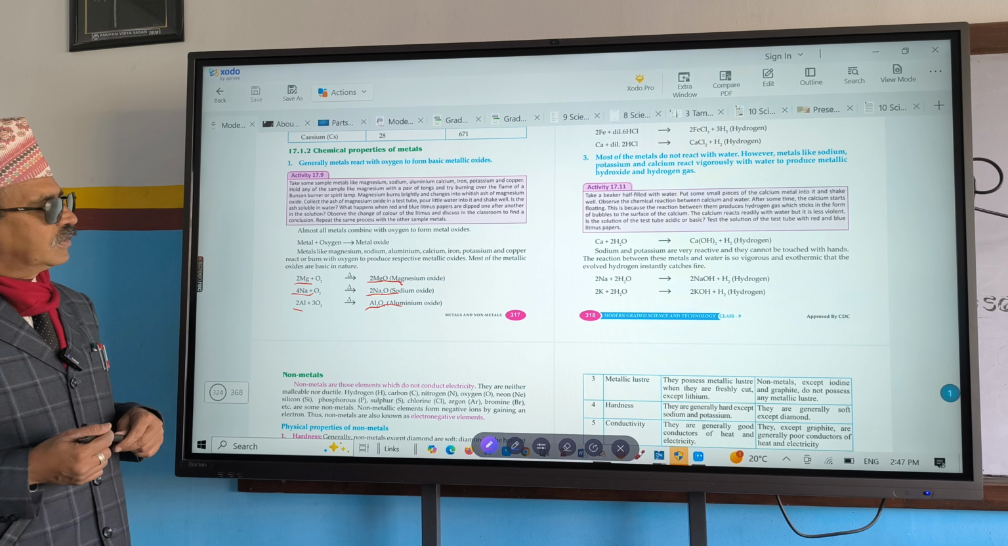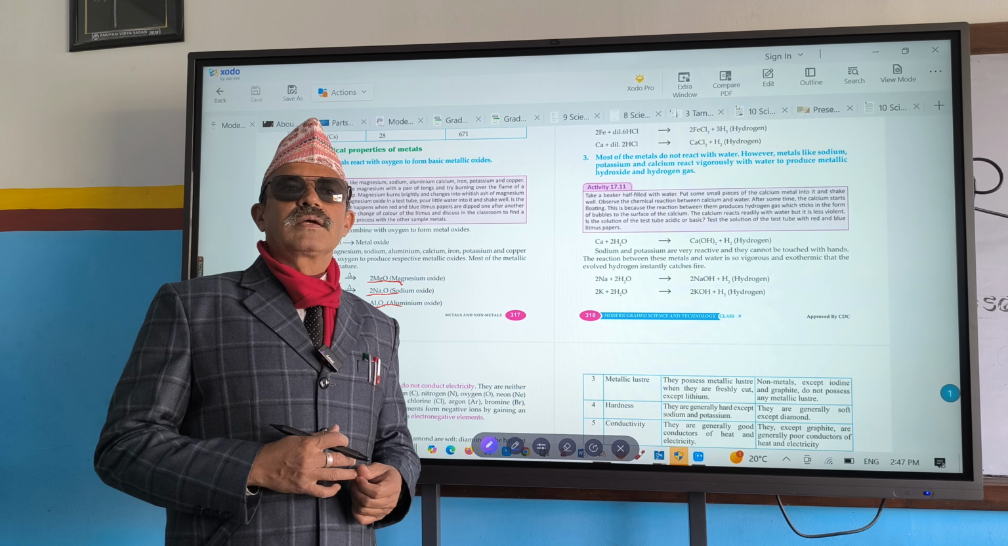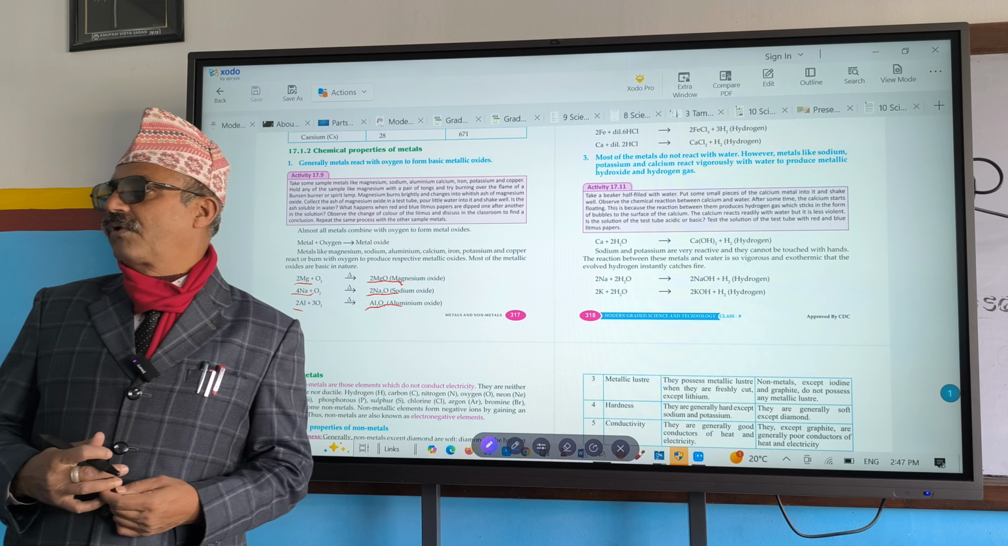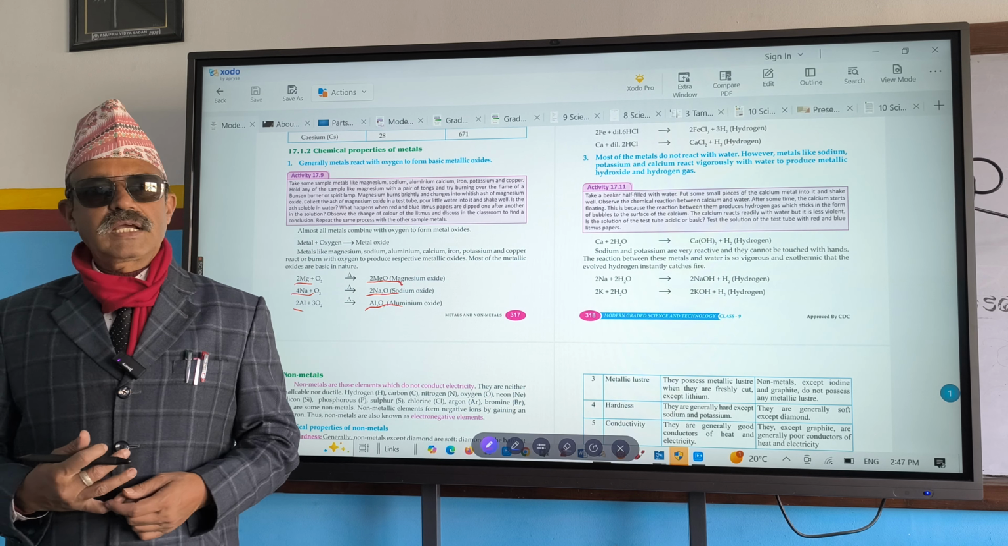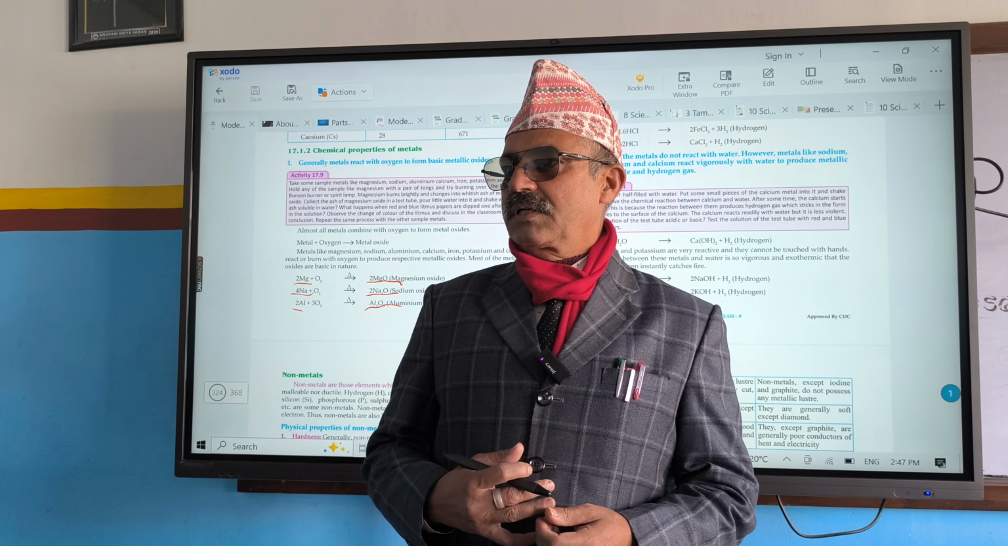What is the first chemical property? What is the first one? They react with oxygen and form basic oxides. Second one, they react with dilute acid and form salt and hydrogen gas.